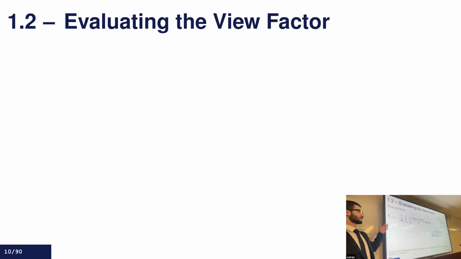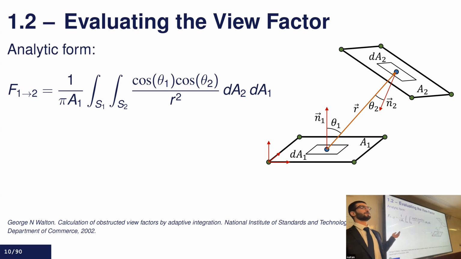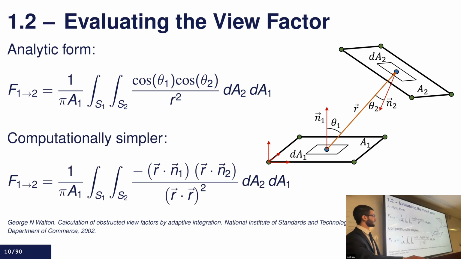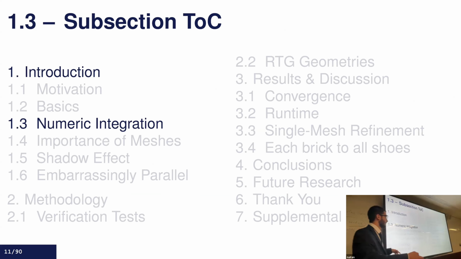How do we evaluate this? Well, we have an analytic equation here. It's two surface integrals, not that complicated. For the sake of computational efficiency, the trig gets converted into some vector math, and that's all fine and good. But these integrals can't be computed easily on a computer, so we do numeric integration. What does that look like?